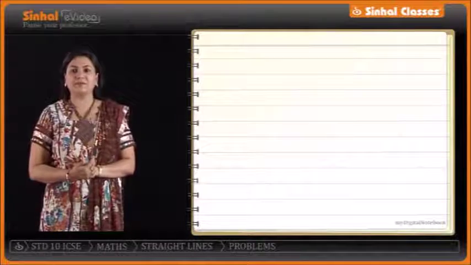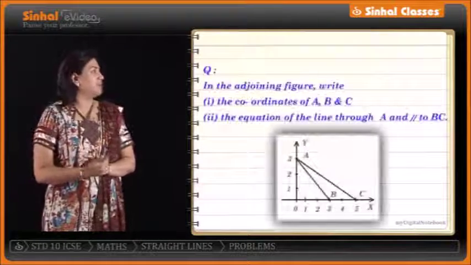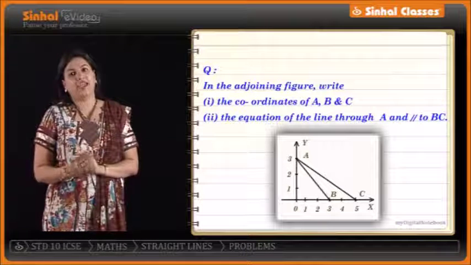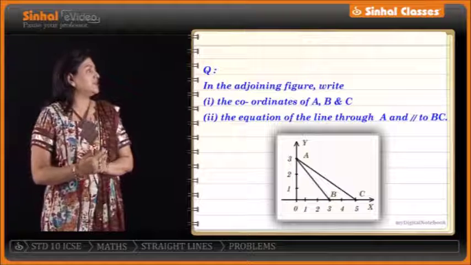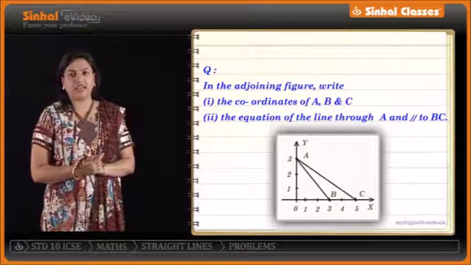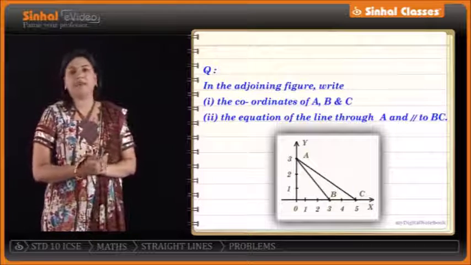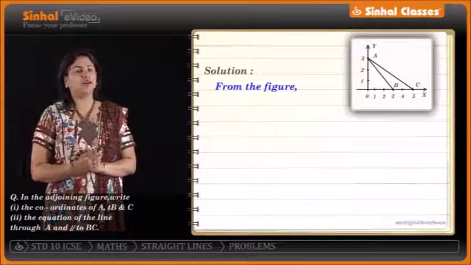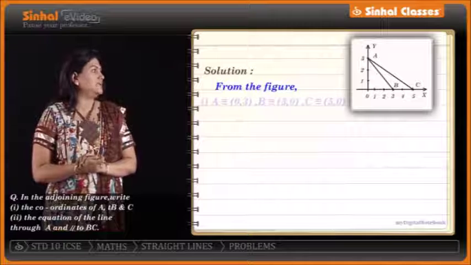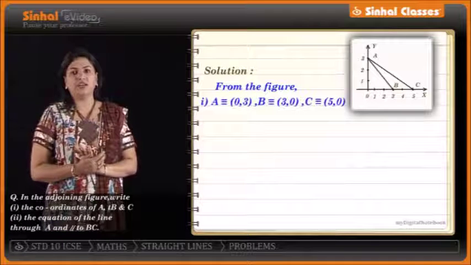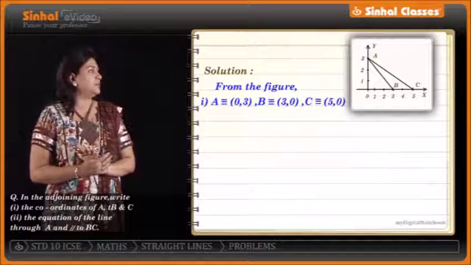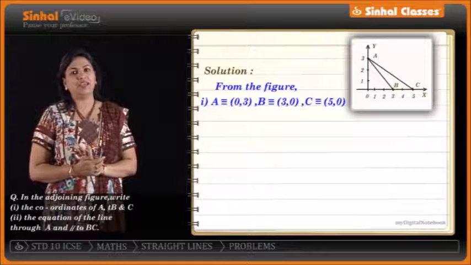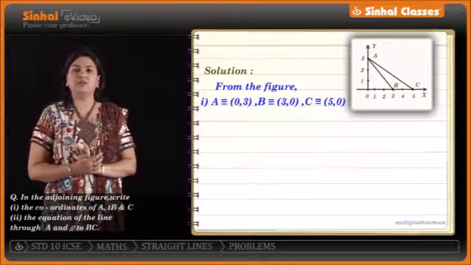Now we have the next problem as, in the adjoining figure, write down the coordinates of A, B and C and also find the equation of the line through A and parallel to BC. Now clearly from the figure, coordinates of point A will be (0, 3), coordinates of point B will be (3, 0) and coordinates of C will be (5, 0).